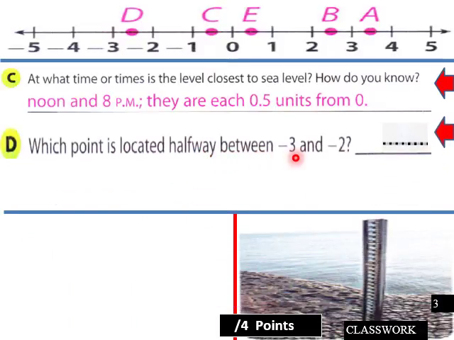Which point is located between negative 3 and negative 2? Where's negative 3? Here's negative 3, and then here's negative 2, it would be right here. So that would be D.